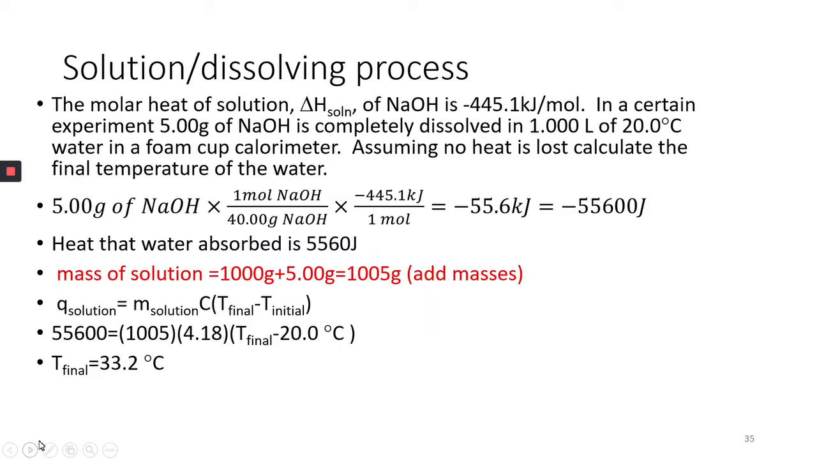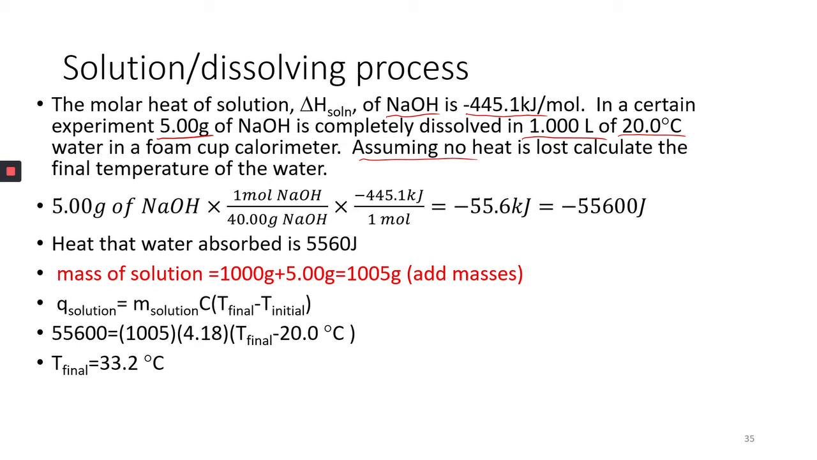What if we are dissolving? Okay, so here they're telling us the molar heat of a solution when you're dissolving sodium hydroxide is negative 445.1 kilojoules per mole. And you're dissolving 5 grams of sodium hydroxide in 1 liter, and it is originally at 20 degrees C in a foam cup calorimeter, same thing as a coffee cup calorimeter. You're assuming no heat is lost.